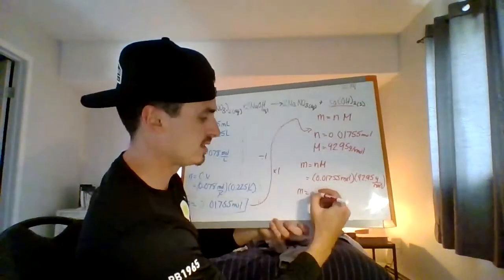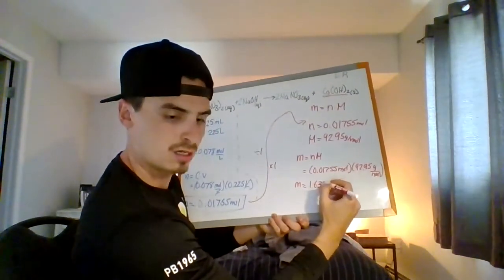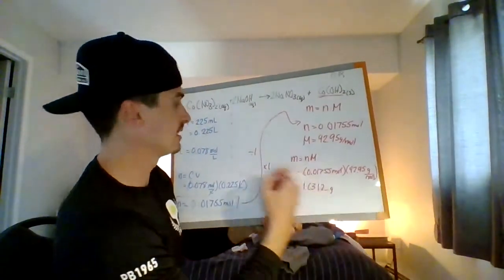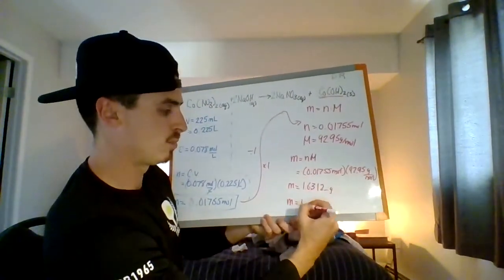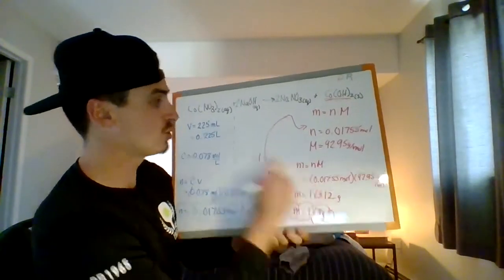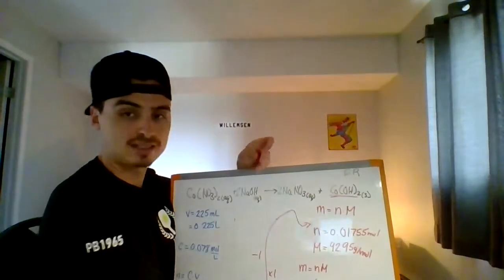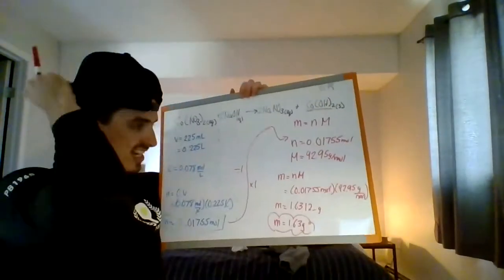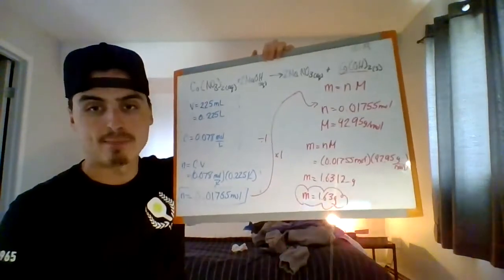I get 1.63 grams. I need 3 sig digs, I believe, yep, 1.63 grams. That's how much I'm going to produce. So if I do this experiment and I collect all of the solid, all of the precipitate, and I measure it in the lab, I'm going to get that much.